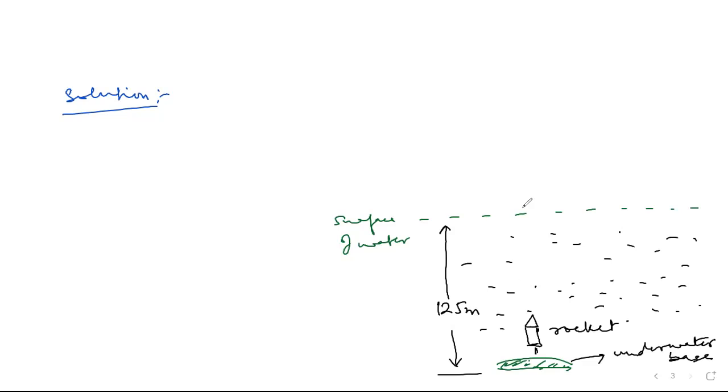So we know when it reaches here, let me use another color. When it reaches the surface, if this is t equal to 0, when it leaves the base, and when it reaches the surface, then t is 2.15 seconds. So it takes 2.15 seconds to reach the surface.